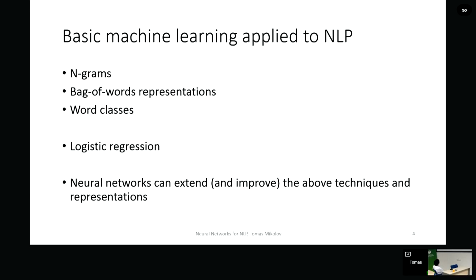So for the basic machine learning applied to natural language processing, I think people already know about it, so I will just briefly mention them. There are n-grams and bag-of-words representations and word classes. I think that's very good to start with. And before people jump into the state-of-the-art deep neural networks in NLP, they should really know these concepts well, because it's very useful, at least to have a baseline, and sometimes they are actually enough. And for classification, logistic regression should be well understood before people try to use neural networks as well, because it's pretty much the same concept, just the neural networks are adding the hidden layers.